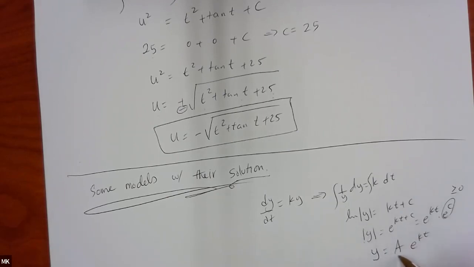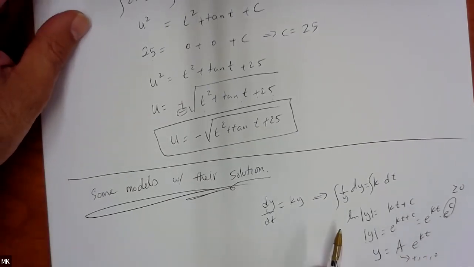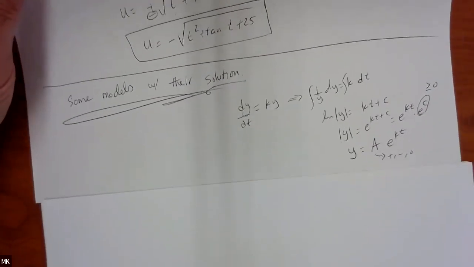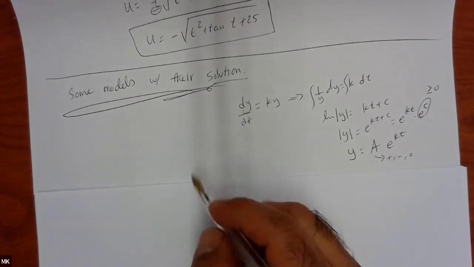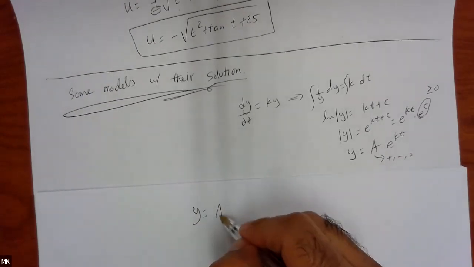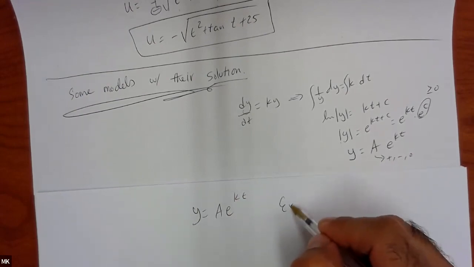And now that a is not necessarily positive, it could be positive, negative, or 0. Again, 0 would not be a good option because then the whole population, or the amount, would be 0, whatever the amount represents. You have seen this. I'm confident you have. If you've taken pre-calculus or any algebra class, you have seen this model. It's called the exponential growth model.